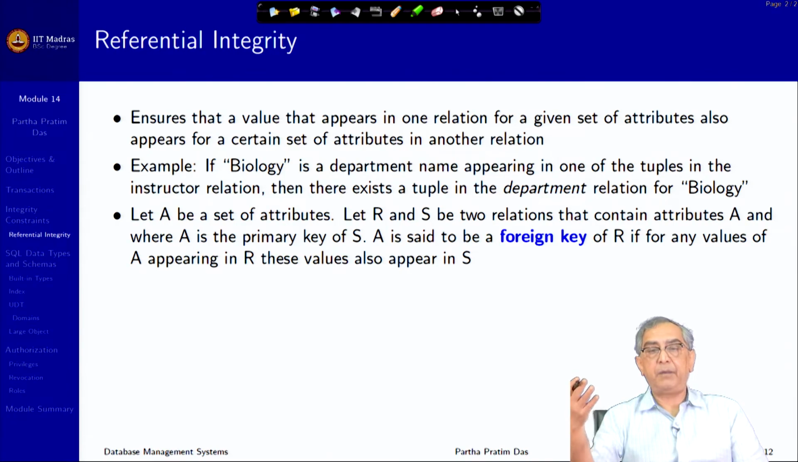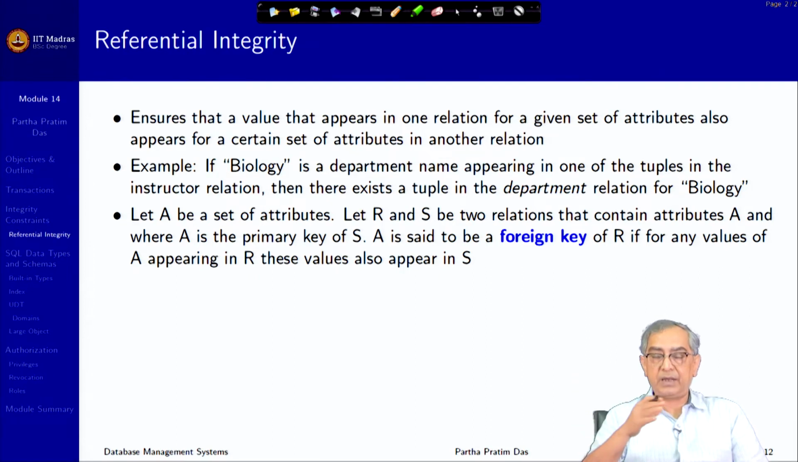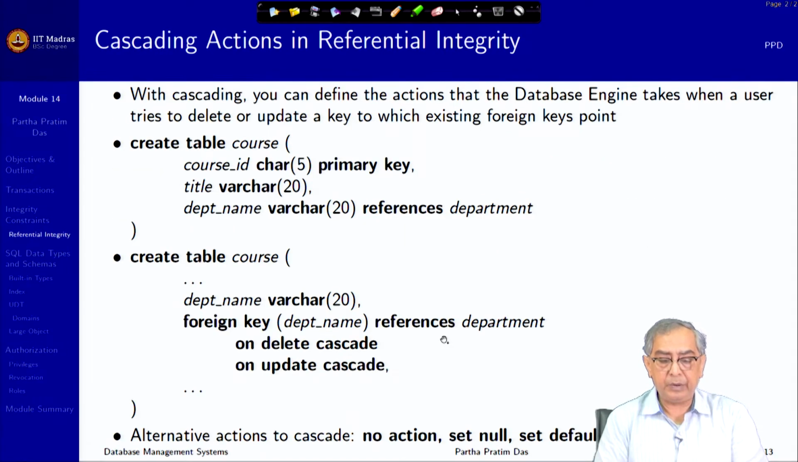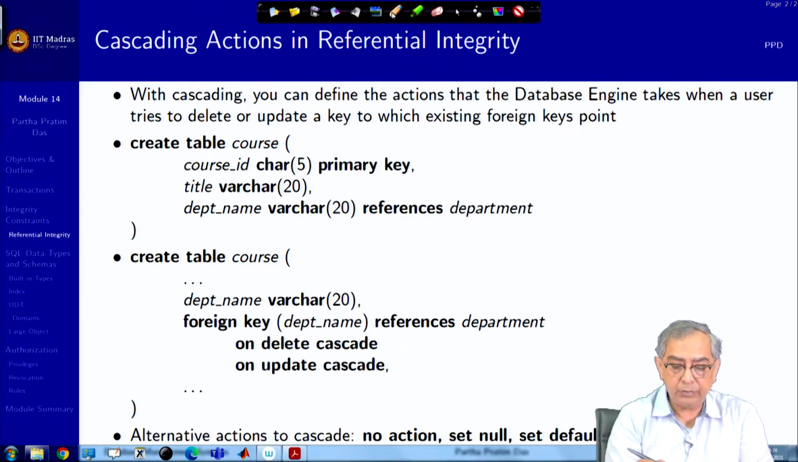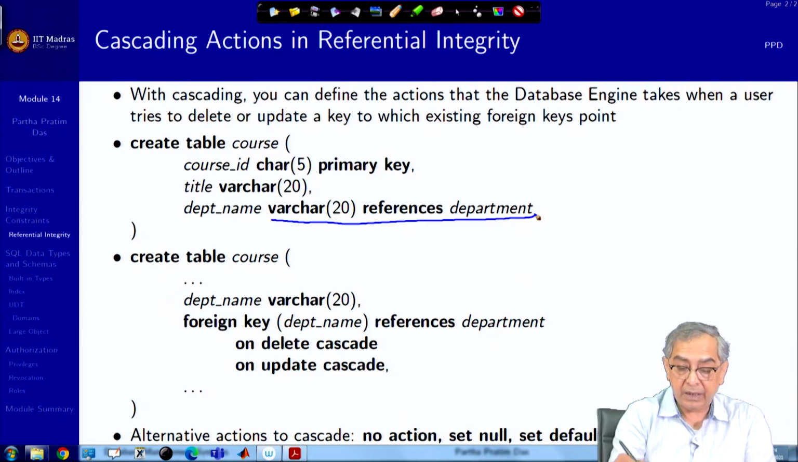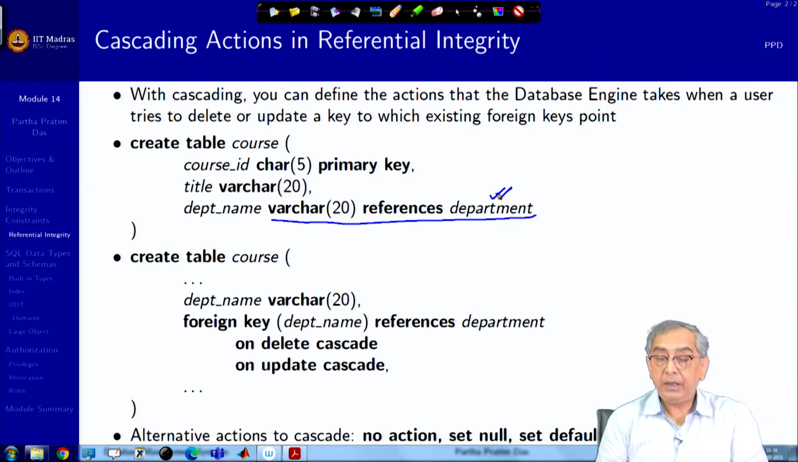And conceptually it is required. If somebody has an affiliation to a department, and that department does not exist in the department table that describes the set of departments, then it is inconsistent. So, this is the concept of the foreign key that we had. The department in instructor becomes a foreign key from the department table, the department name becomes. So, you can see what the consequence of that is. This is how we define the foreign key that you have seen, that the department name in the table references department. So, it is a foreign key for the department table.